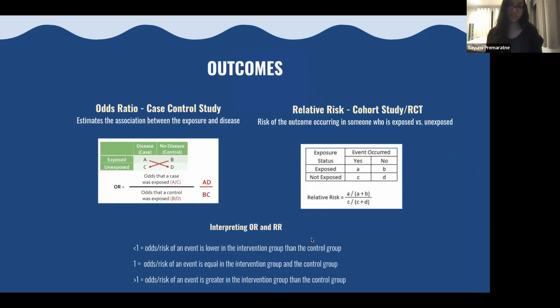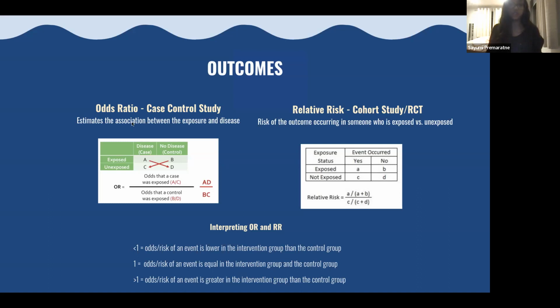So there's specific outcomes. So how do we quantify the results that we get from a case control or cohort study and also RCT study? So we have these things called an odds ratio and a relative risk. An odds ratio we will use for case control studies, and a relative risk we use for cohort studies and RCTs. So that's really important to remember. Don't use the wrong value for the wrong study.